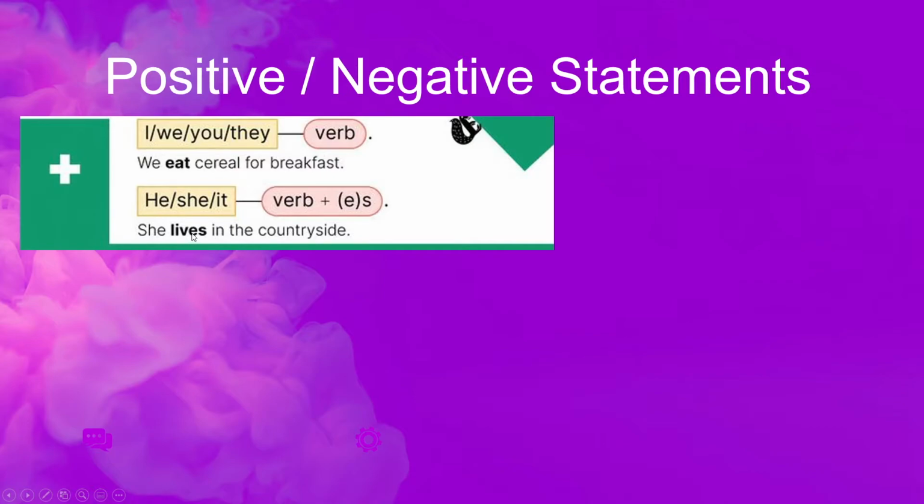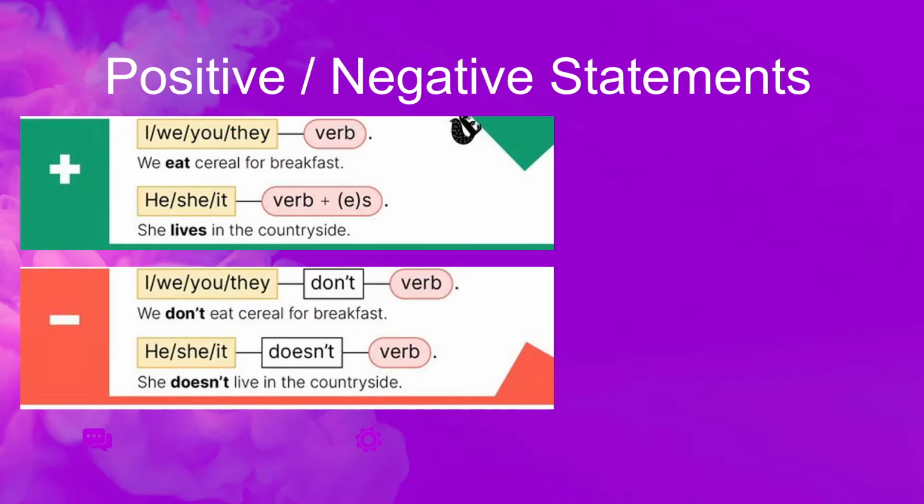Okay, so what does it mean by negative statement? A negative statement is when you use the word don't or doesn't. Okay, to use don't, it has to be used with the plural subject. We don't, I don't, you don't, they don't.